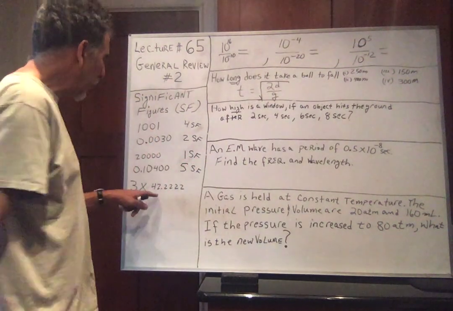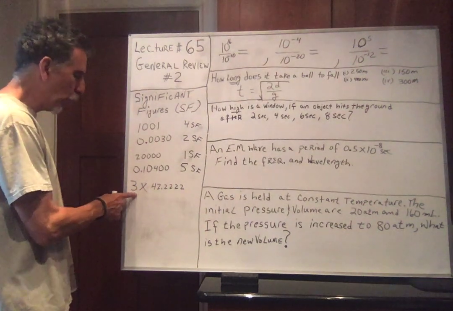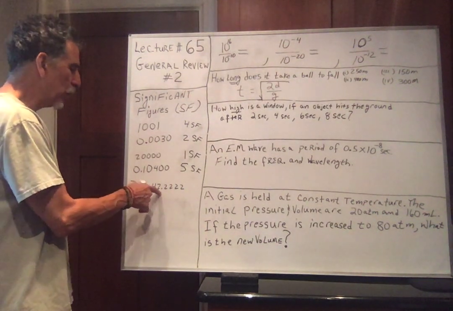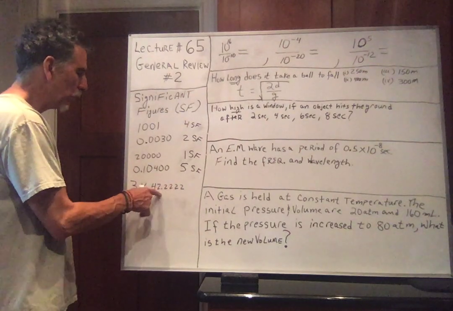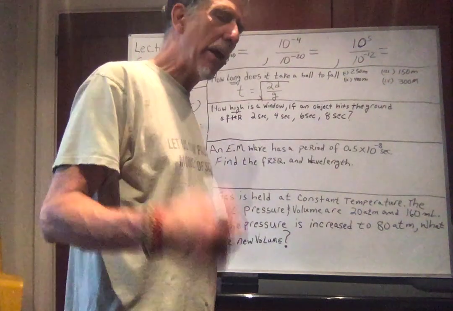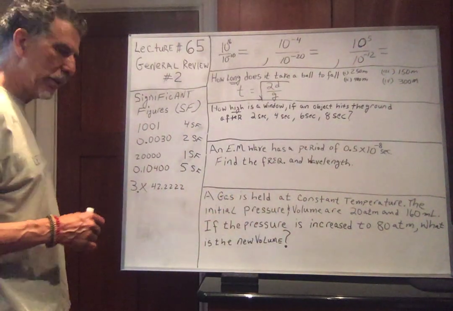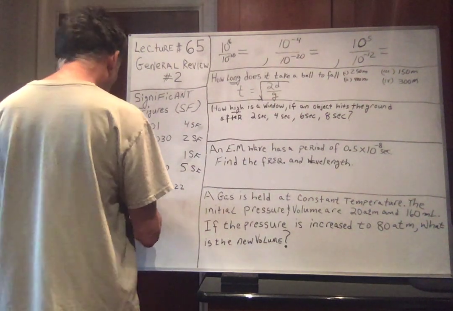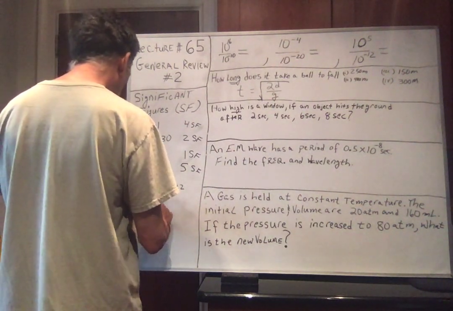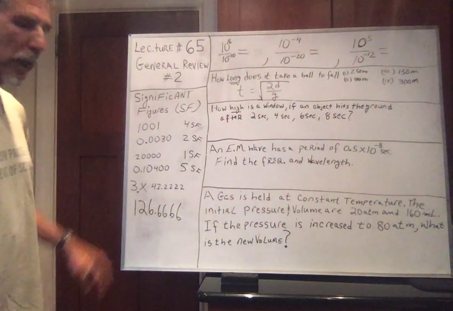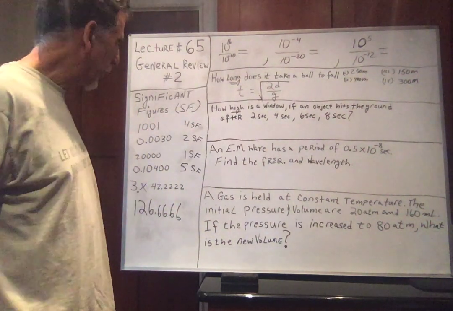Okay? Now we have this. We have something 3 with one significant figure. Doesn't matter if I put a decimal, doesn't change it. Times 42.2222, right? That has 1, 2, 3, 4, 5, 6 significant figures. But our answer must have only one significant figure. So you plug this in your calculator. What do you get? You get 126.6666. But we have to round this off to one significant figure.